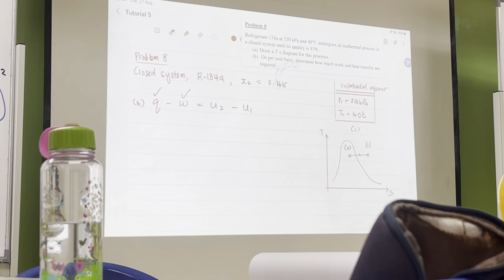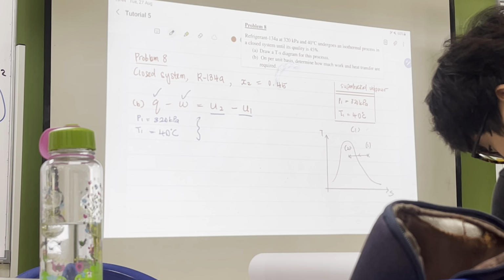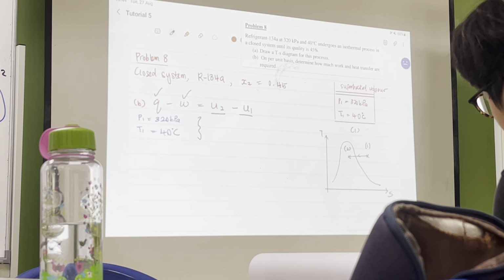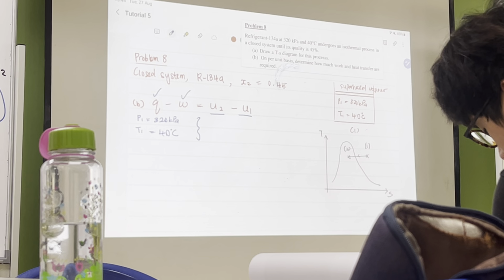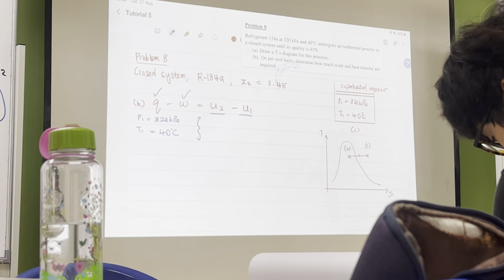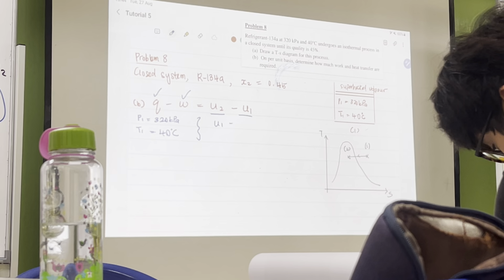We can find out U2. Can we? We can, right? We can also find out U1. So let's write them out first. For state 1, we know this. Based on this, just now you have also determined for me this is a superheated vapor, or superheated R134a, superheated refrigerant. So from the superheated table, you can get U1.